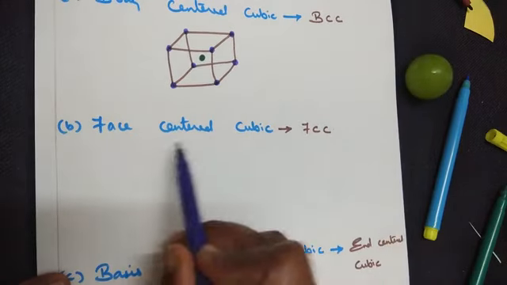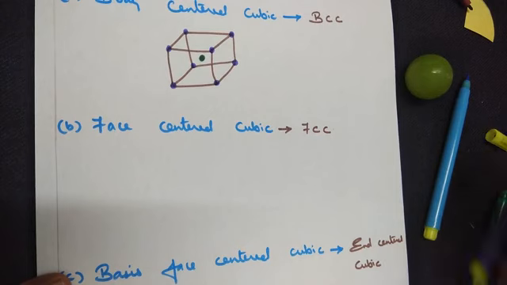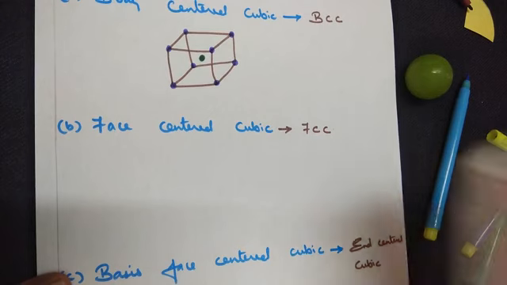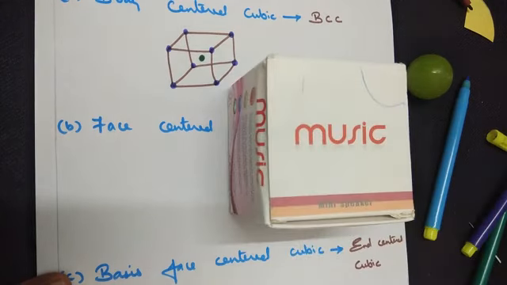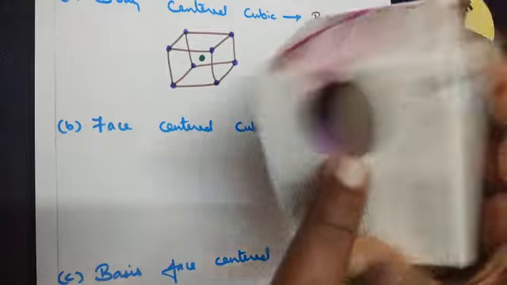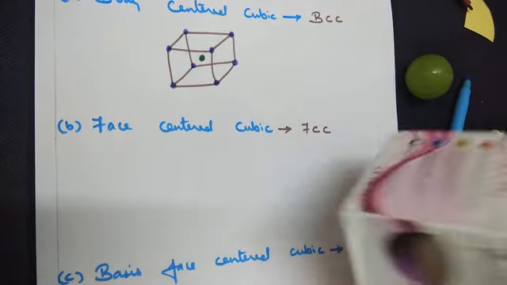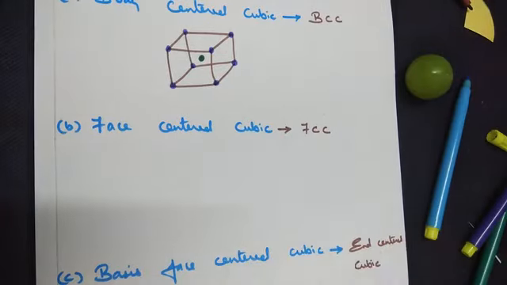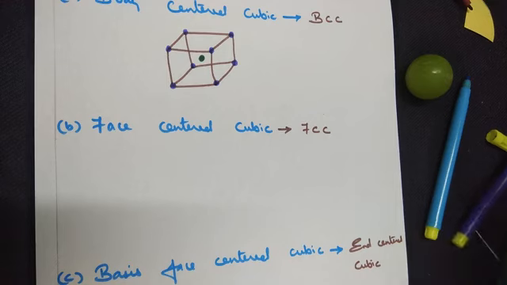Moving on to face-centered cubic. A cube will have how many sides? Faces are nothing but the number of sides. 1, 2, 3, 4, 5, 6 sides will be there. So each cube will have 6 faces or sides.